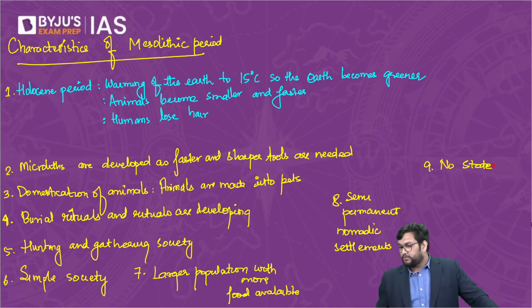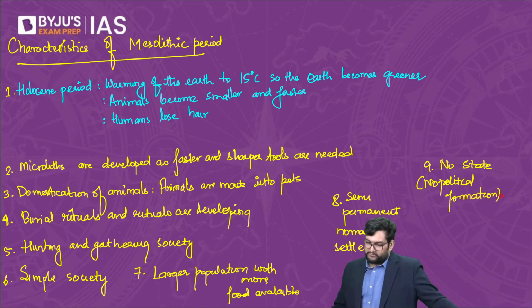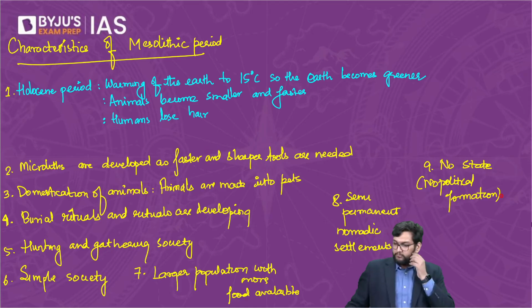Don't give up. What is the meaning of no state? No form of political formation. There is no concept of family, so there will be no form of a marriage concept itself. Semi-permanent nomadic means they made homes out of leaf material and clay, and then they could move away.